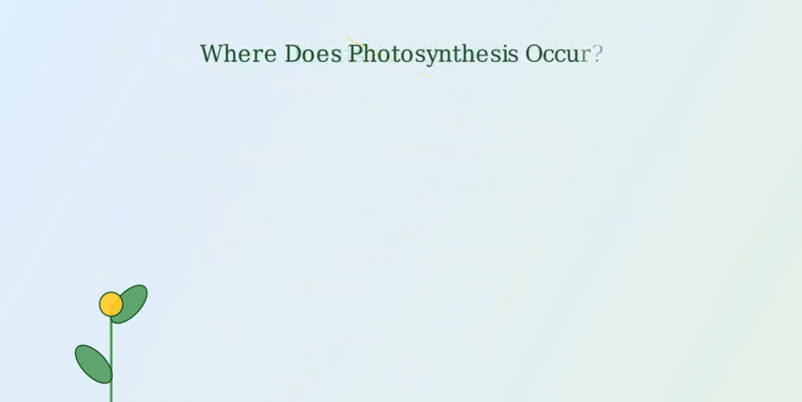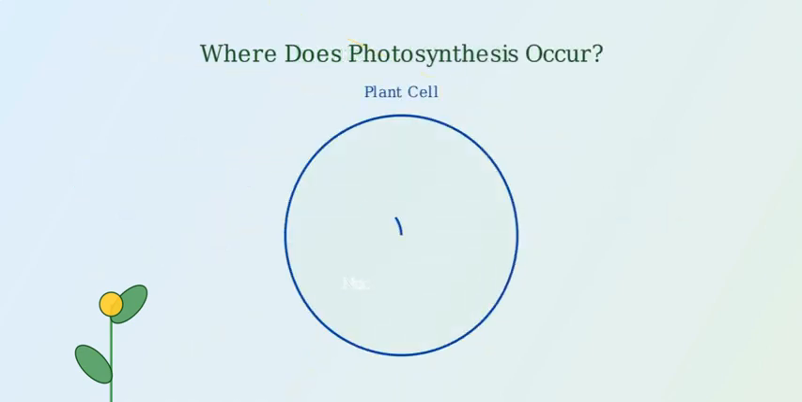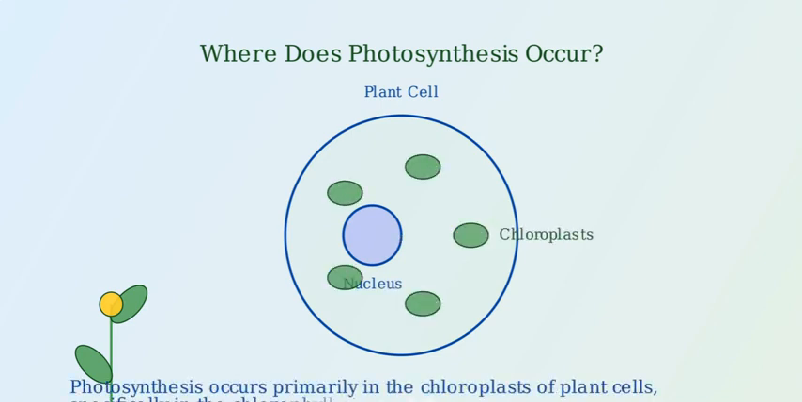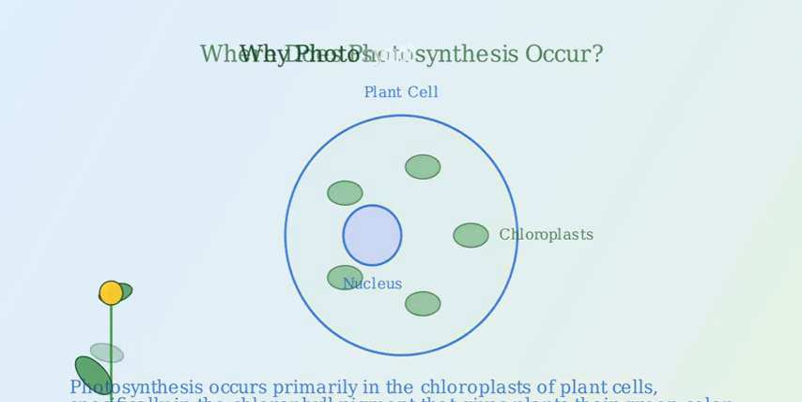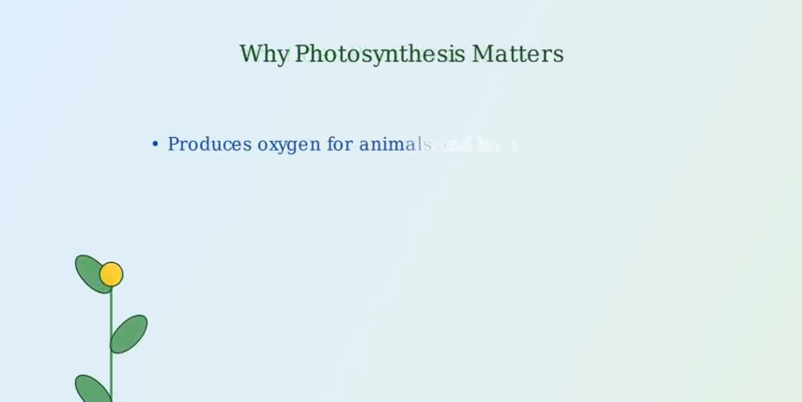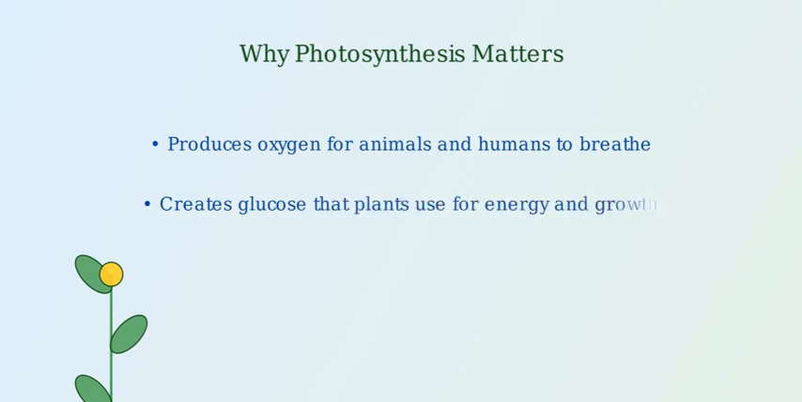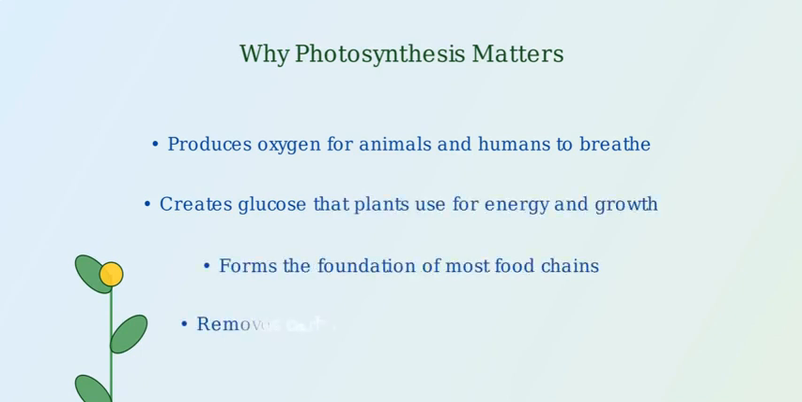Photosynthesis occurs primarily in the chloroplasts of plant cells, specifically in the chlorophyll pigment that gives plants their green color. Photosynthesis is essential for life on Earth. It produces oxygen for animals and humans to breathe. The glucose created provides energy for plants to grow and forms the foundation of most food chains. Additionally, this process removes carbon dioxide from the atmosphere.